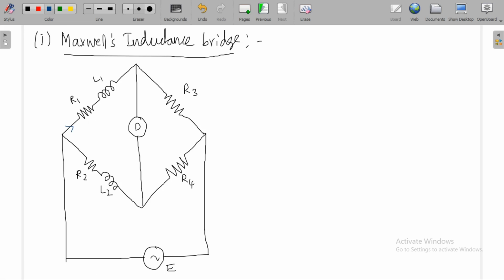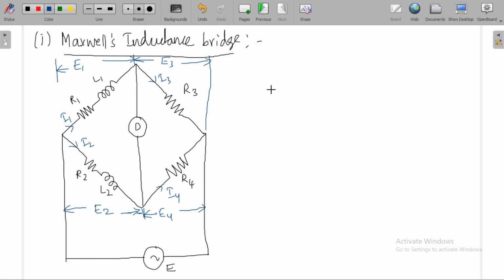Let I1 be the current flowing through this branch, I3 the current flowing through this branch, I2 the current flowing through this branch, and I4 the current flowing through this branch. For the voltages, let E2 be the voltage across this branch, E1 the voltage across this branch, E3 the voltage across this branch, and E4 the voltage across this branch.